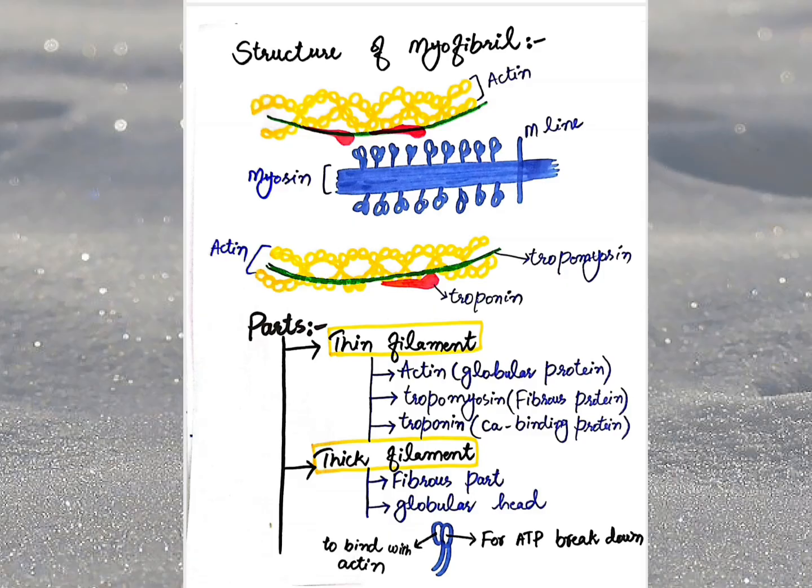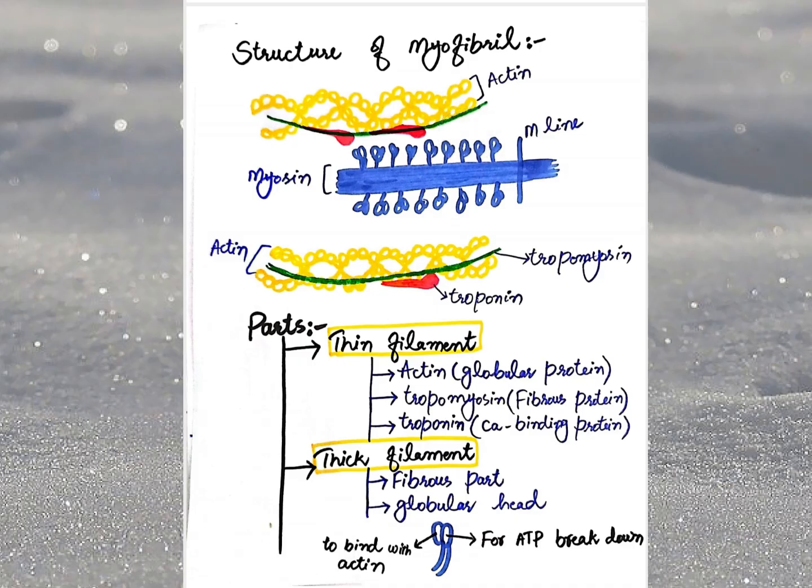Those proteins are tropomyosin. You can see this green line is representing the tropomyosin. This is a fibrous protein. This is not a globular protein, while actin is a globular protein. Now, tropomyosin is actually covering the heads of the actin. You can see in this way the heads of the actin are covered.